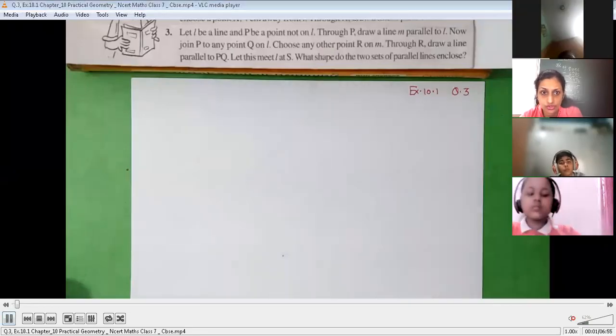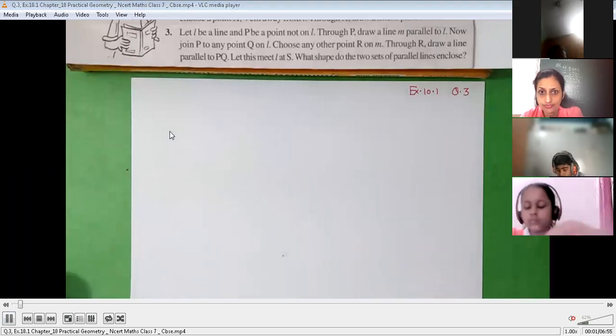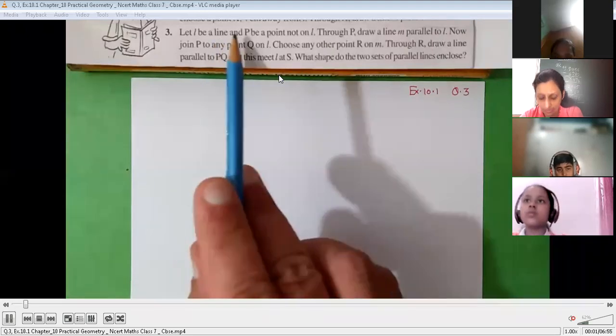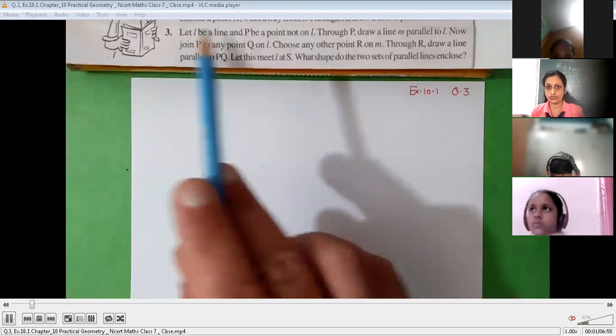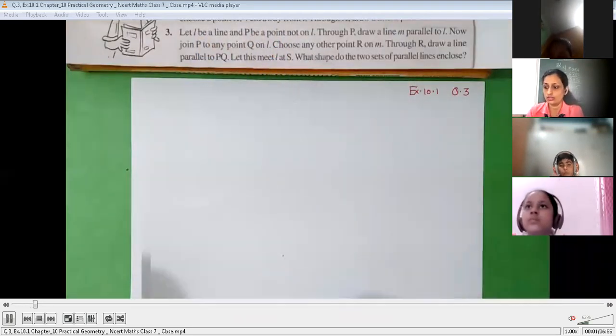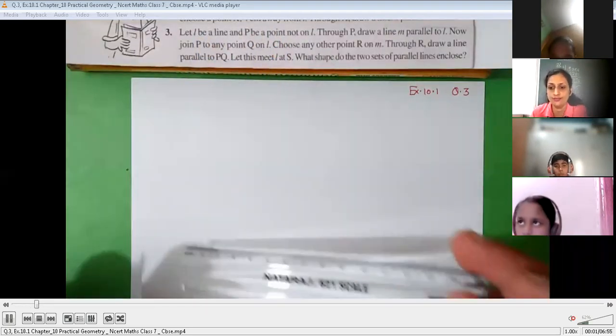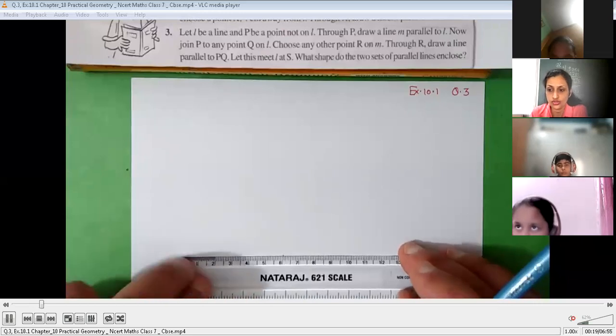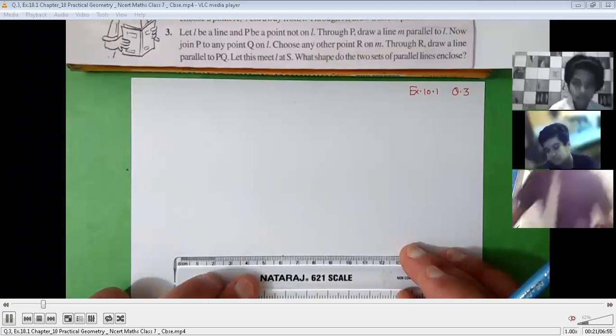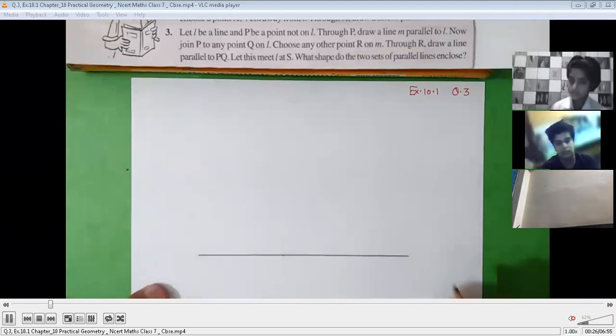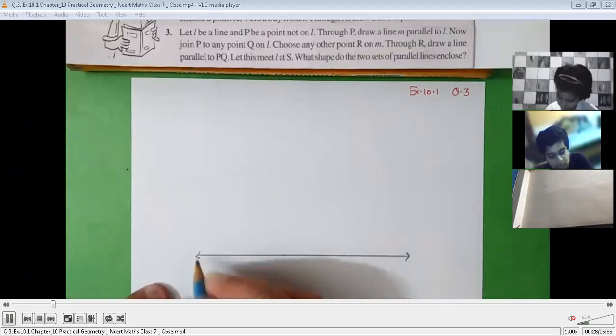Today we will be doing question number 3 of exercise 10.1. Here, in this question, let L be a line and P be a point not on L. So first of all, we are going to draw a line of any measurement and name it as L. Draw a line and name it as L, any measurement line.